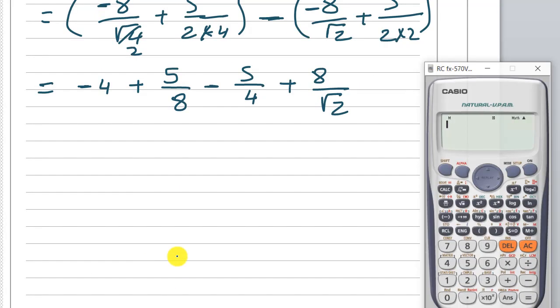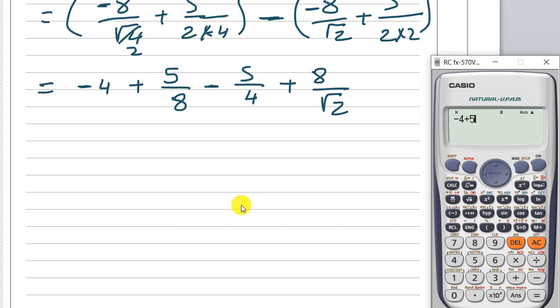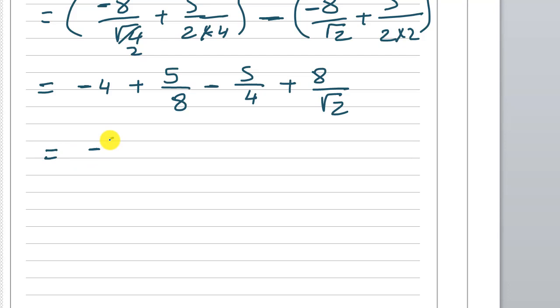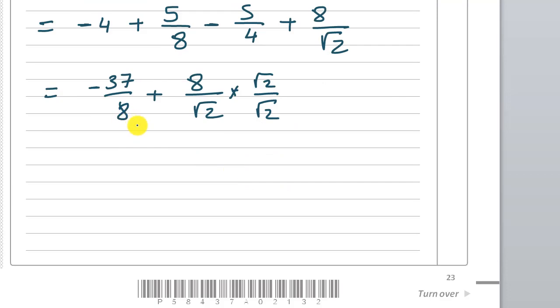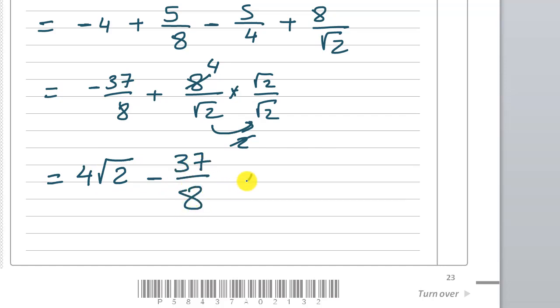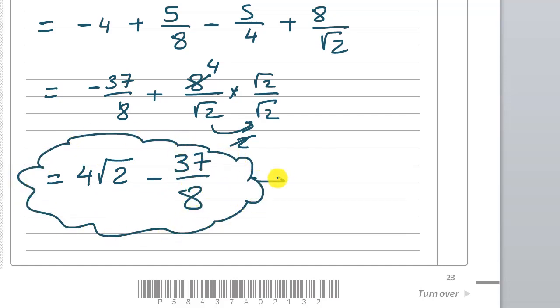So let us find this part. So minus 4 plus 5 divided by 8 minus 5 divided by 4 minus 37 divided by 8. So it's equal to minus 37 divided by 8 plus 8 divided by square root of 2 multiplied by square root of 2. So it will be 2, this together 2 divided by 2, so 4. So it's equal to 4 square root of 2 minus 37 divided by 8, and this is the answer of this part of the question. Let us go ahead to another part.